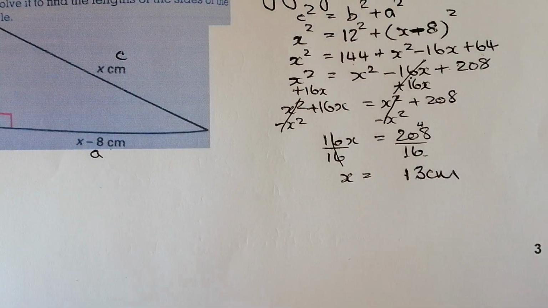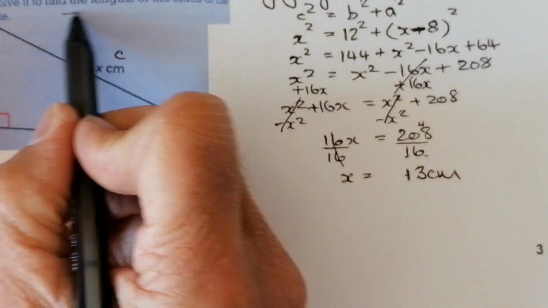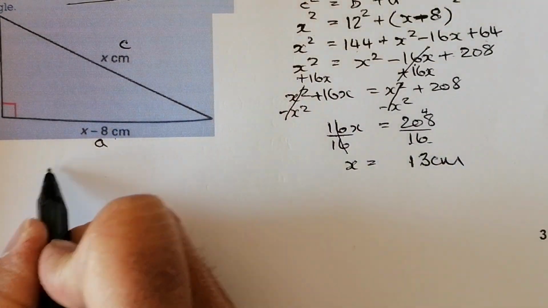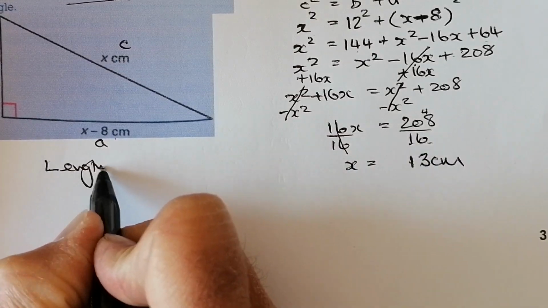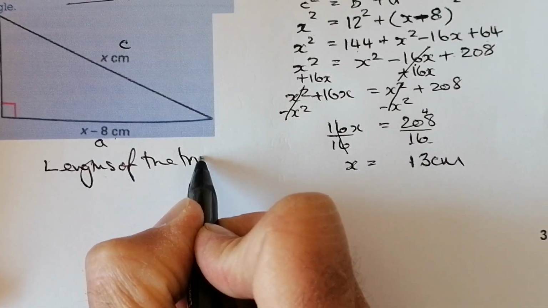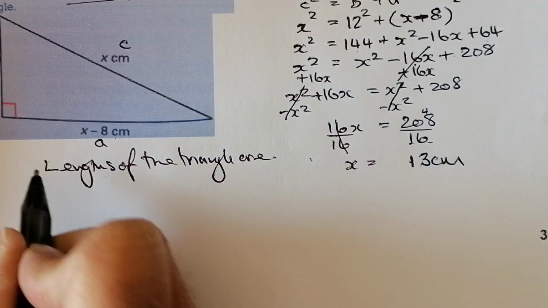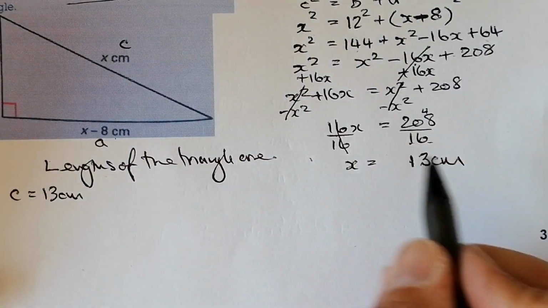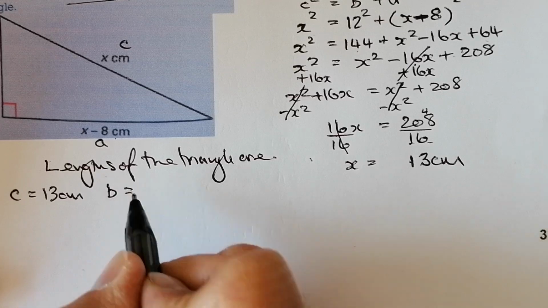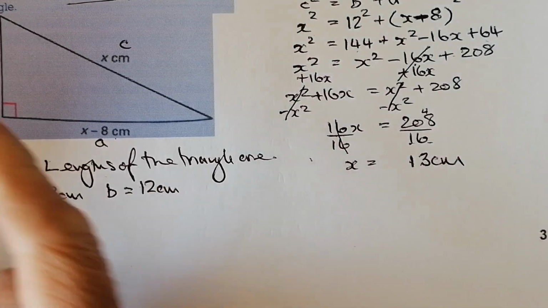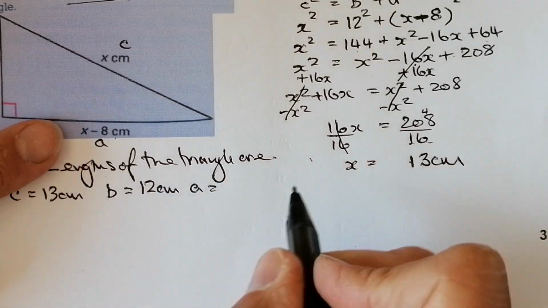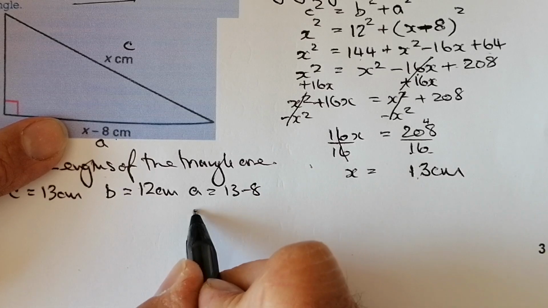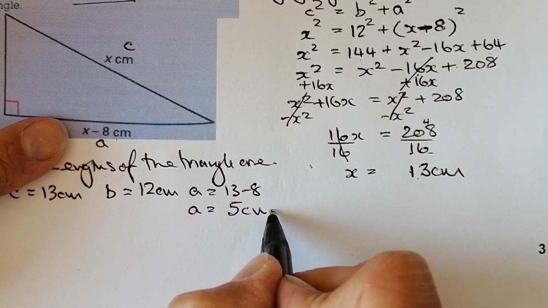I could think that that's me finished, but it's not. I've got to find the lengths of the sides of the triangle, so let's go ahead and do that. The lengths of the triangle are: C is equal to x, so that's 13 centimetres. Let's go for B next. B is equal to 12, that's given to me right away, and A is equal to x minus 8, which would be 13 minus 8, which gives me A to be 5 centimetres.